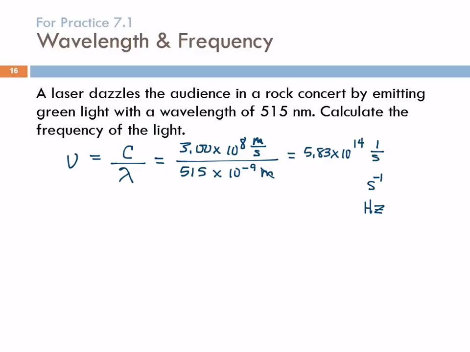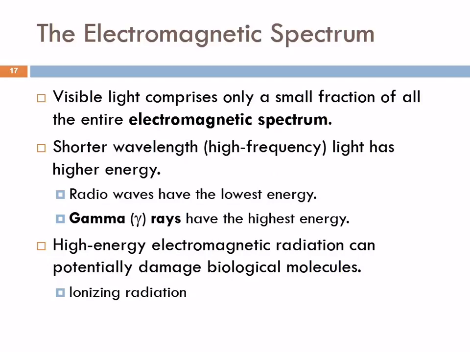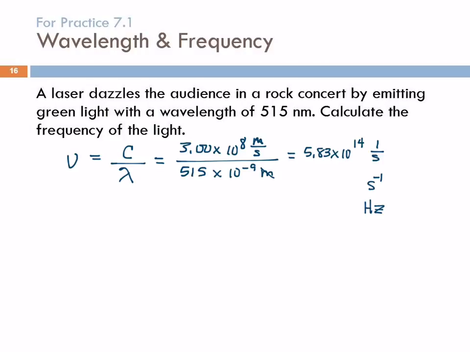Any questions? Wait, sorry. Back to that last slide. Is it 515 or 5.15? That's a good question. This is 515 nanometers. So this is improper scientific notation. That's not the way we would report an answer. We would say 5.15 times 10 to the something, right? But as a shortcut of unit conversion, your calculator will understand it.